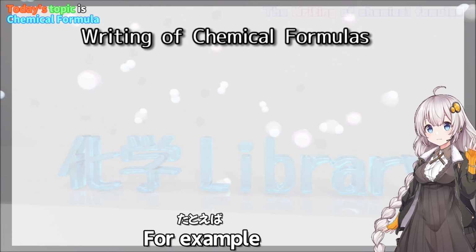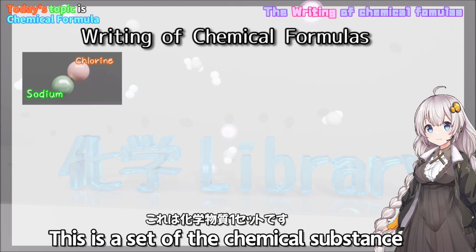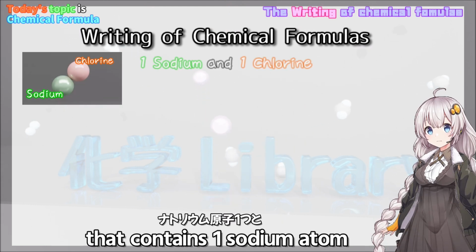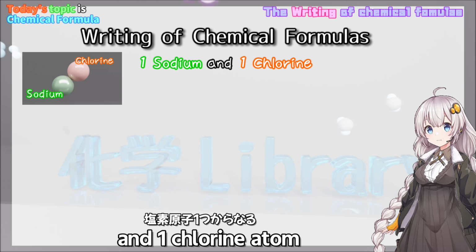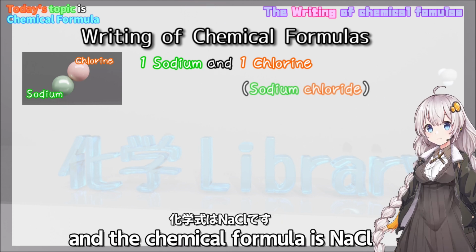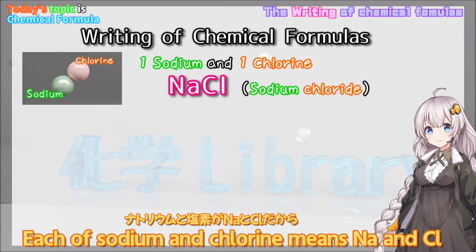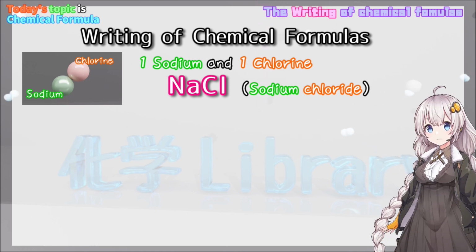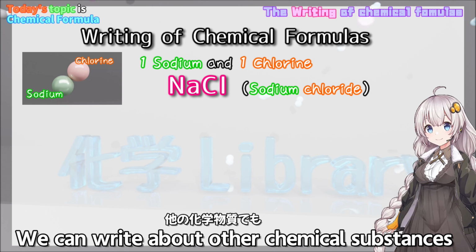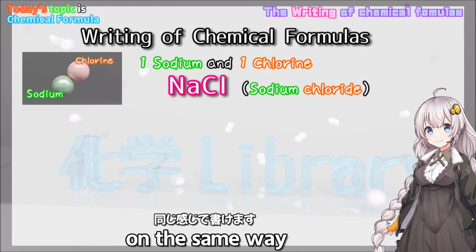I see. For example, this is a set of the chemical substance that contains 1 sodium atom and 1 chlorine atom. This is called sodium chloride, and the chemical formula is NaCl. Each of sodium and chlorine means NaCl. Got it. We can write about other chemical substances in the same way.